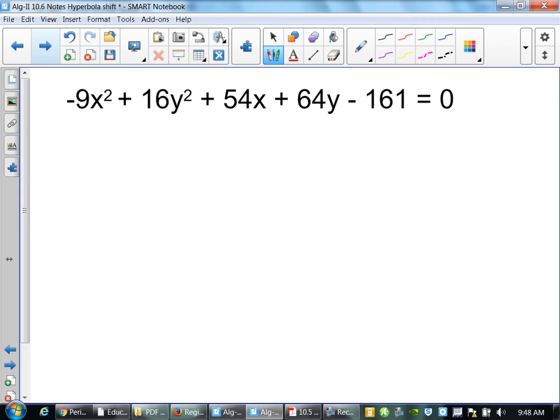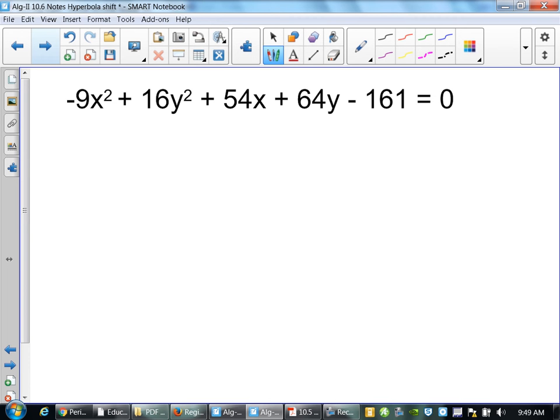So we have negative 9x squared plus 16y squared plus 54x plus 64y minus 161. It kind of does after a while. But guess what you're going to have to do? Complete the square again. I hope we've gotten good at that by now.